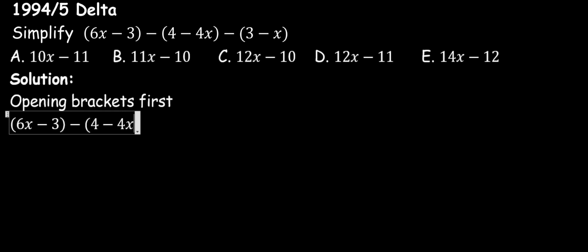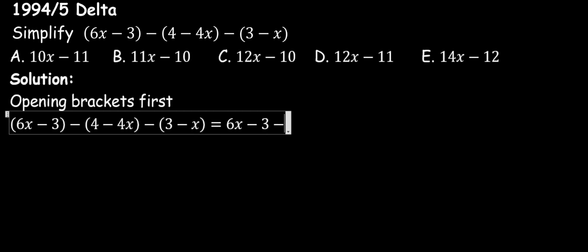will be equal to 6x − 3. The first bracket we have little or nothing doing there, so we just remove it. Then minus will now multiply all that is in the second bracket, and that will give us minus 4 plus 4x. Also minus will multiply whatever is in the third bracket. Then we have minus 3 plus x.